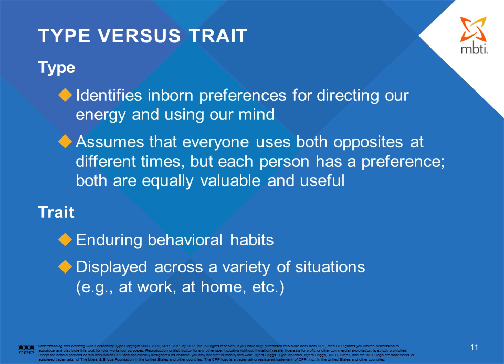So again, the assessment is assessing type, not trait. The difference is, type is about those inborn preferences for directing your energy, how you take in energy, how you use your mind, make decisions. And again, the theory assumes that everyone uses both opposites at different times, but that each person has a preference. Traits, on the other hand, are the behavioral habits or how we might express our preferences.